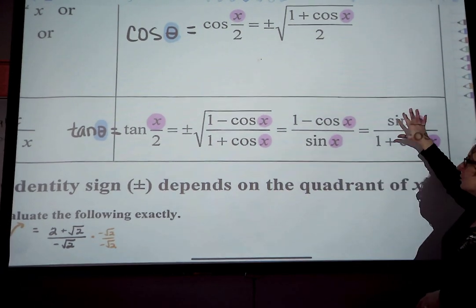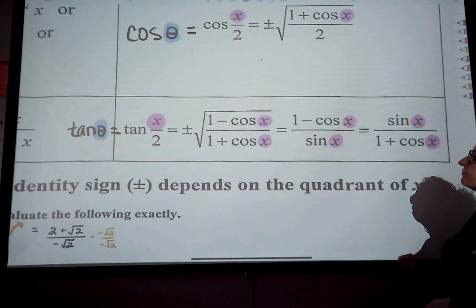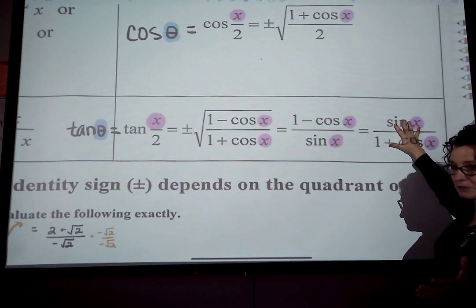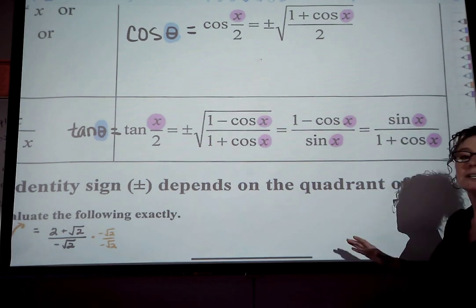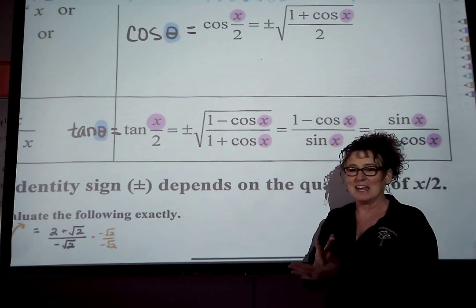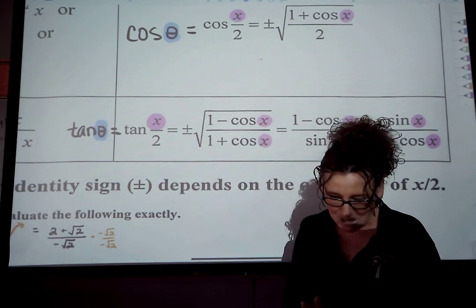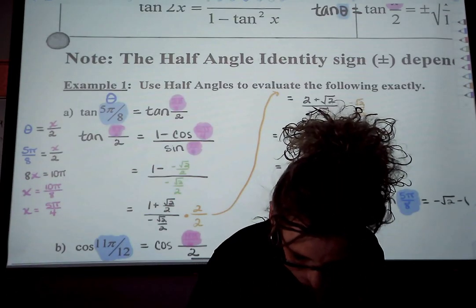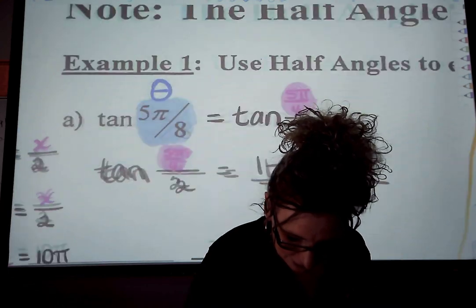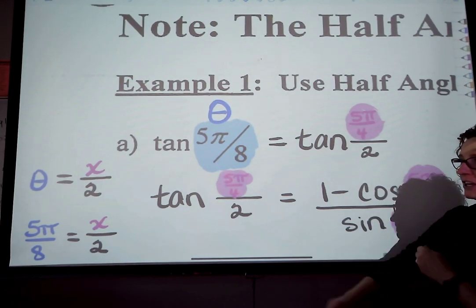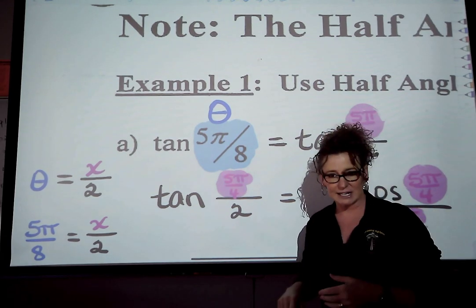And same with this one. You could choose to use this formula. If it works out to be a positive answer, awesome. If it works out to be a negative answer, awesome. If you didn't mess it up, then the answer works out the way it's supposed to be. Okay, so let's try some. Again, I've already got these written out for you, so you just probably want to pause the video so that you can write and catch up with me.